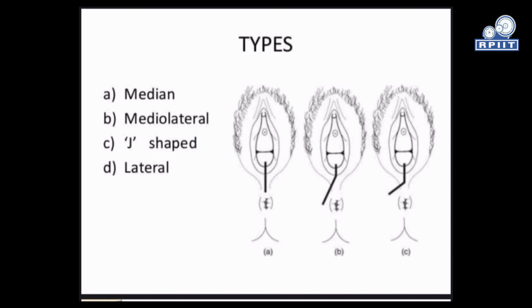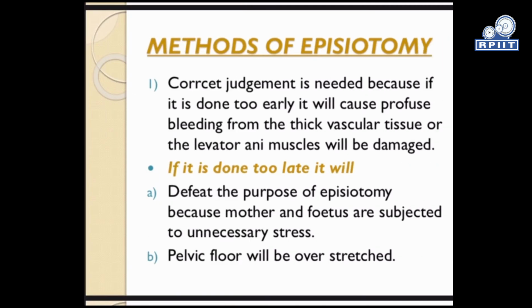Next is lateral episiotomy. In this, the incision begins 1 or more centimeters distant from the center of the fourchette. These all are the types of episiotomy. Next is method of episiotomy. How do we do the episiotomy?